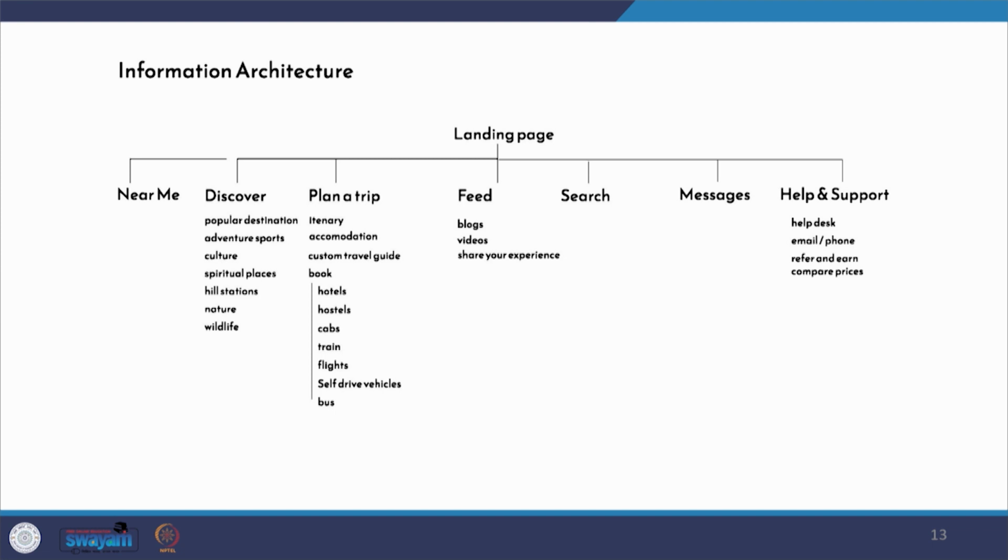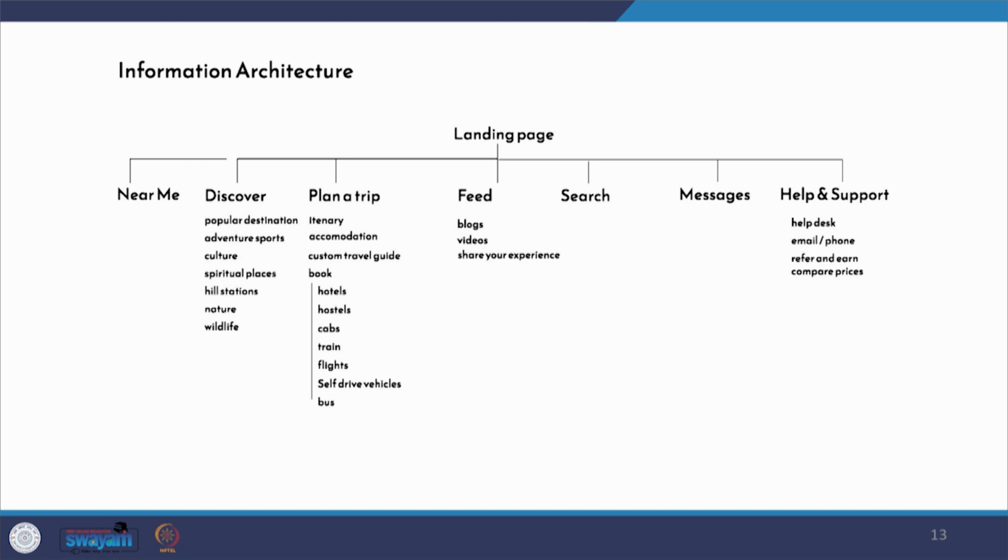Now this is the information architecture that has been created for this website. We can see that once the user has landed, certain information is available to him, like feed, search, messages, help and support. This is an example of a basic information architecture, which is the process of organizing, structuring and labeling information to make it intuitive and easy for users to navigate. Like we discussed in the last class, it has a certain hierarchy within a system, and the information is presented in a logical sequence.